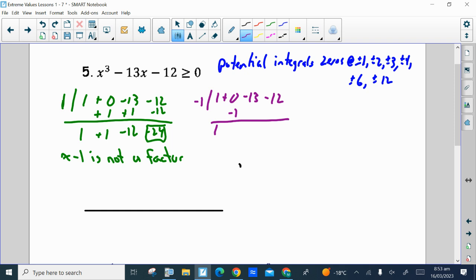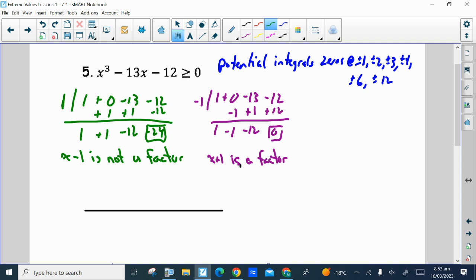One times negative is -1, and we add and get -1. -1 times -1 is +1, we add and get -12. -1 times -12 is +12, there we get a remainder of 0. So this means that x plus 1 is a factor, because when we divide it, we get a remainder of 0, which means it goes in evenly.